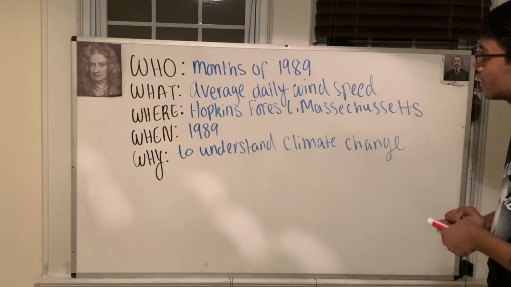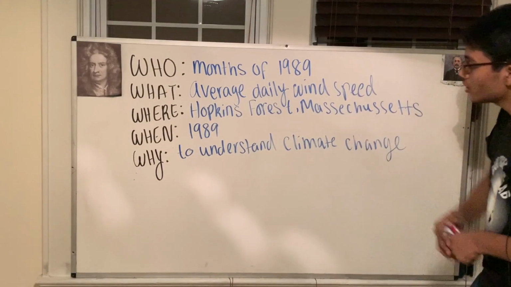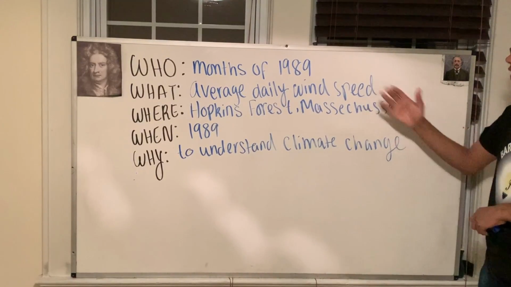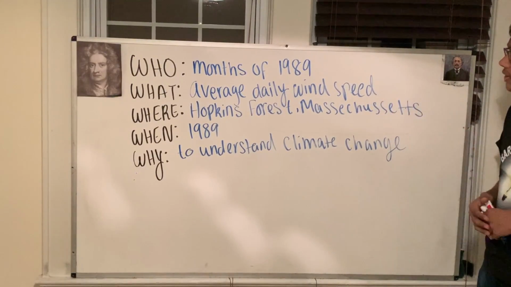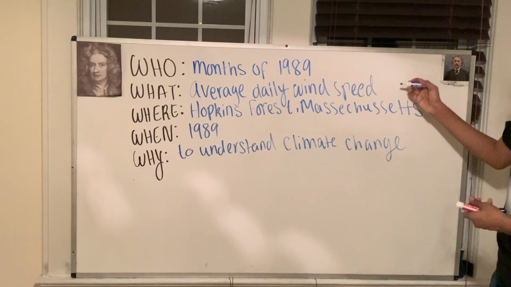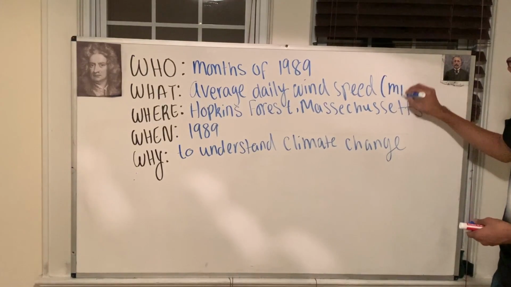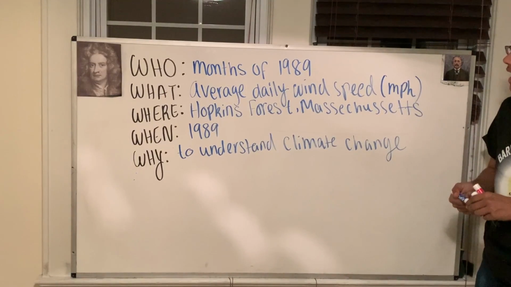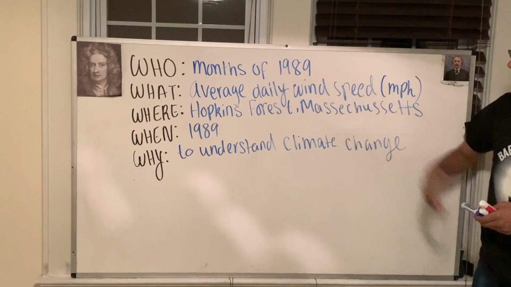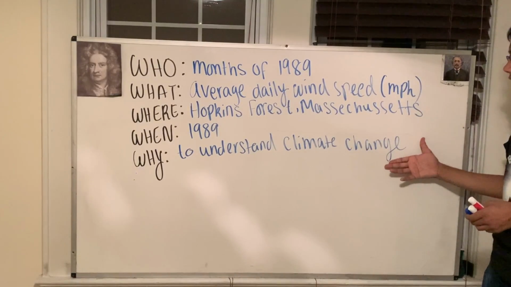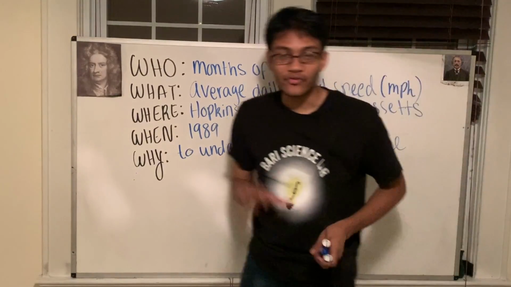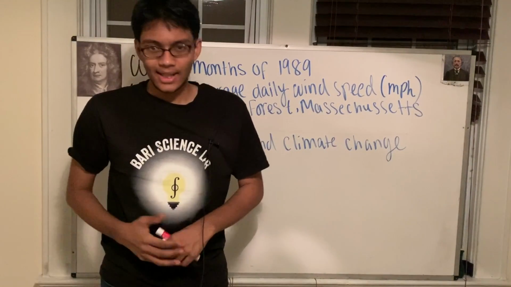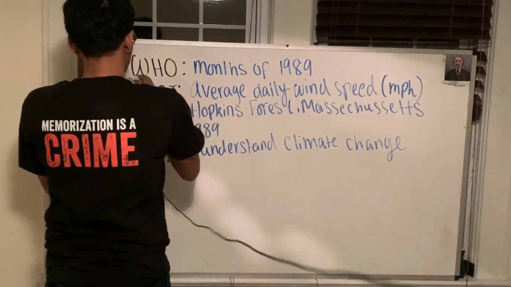Okay, so to summarize, what are the 5 W's about our data set? Well, we've got who, which is the months of 1989. We've got what, which is the average daily wind speed in miles per hour. It's always good to put some units. Miles per hour is some of the best. Where, we're conducting our study in Hopkins Forest, Massachusetts. When, 1989. And why, to understand climate change. Okay, so we've got our 5 W's about this data set. Now let's go ahead and construct the histogram that actually displays these wind speeds.